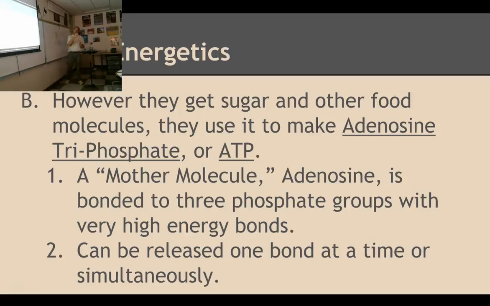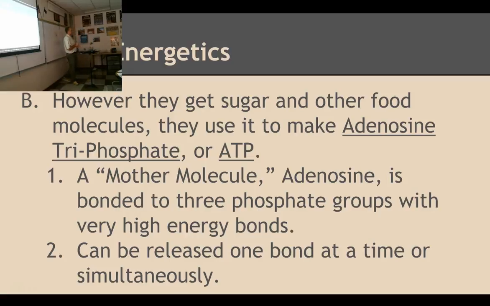So the cell can rip off one phosphate group and release the energy from that one phosphate bond, or it can rip off 2, or it can rip off all 3 in theory, although it almost never happens. And so the more phosphate groups are stuck onto an adenosine molecule, the more energy that molecule represents. Most of the time it travels with 3, which is why it's called an adenosine triphosphate.